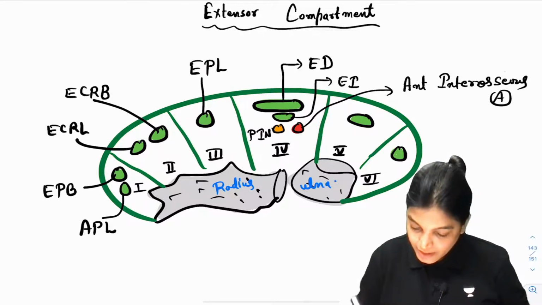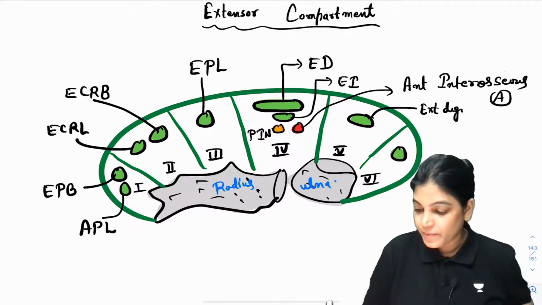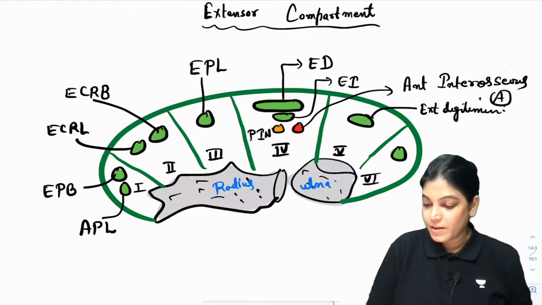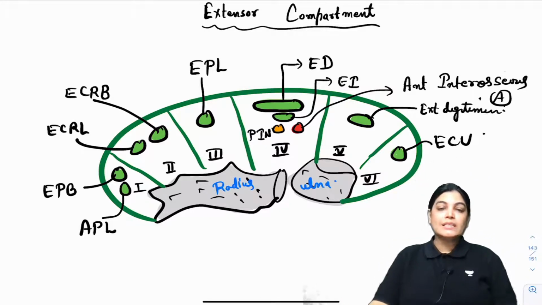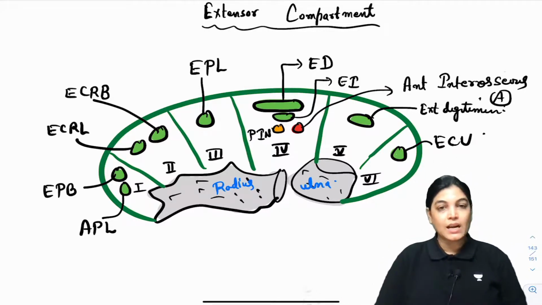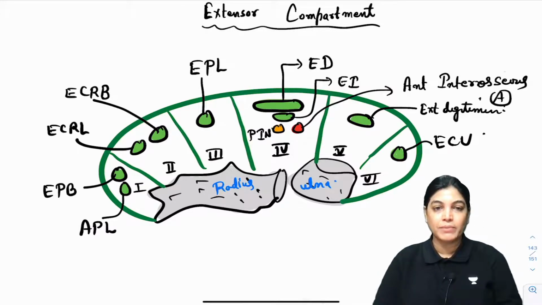So it is PIN, posterior interosseous nerve. This is extensor digiti minimi, and this is ECU, extensor carpi ulnaris. So this is a diagram showing the extensor compartments and the structures traversing through each individual extensor compartment.